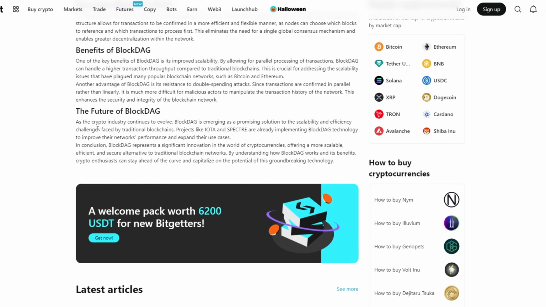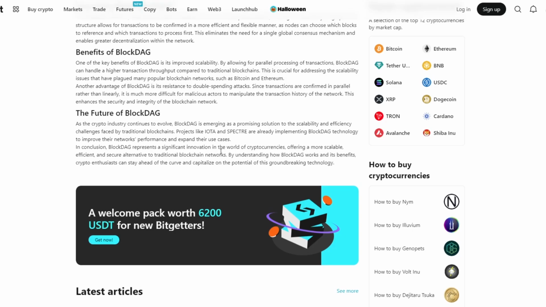And then it goes into the future of BlockDAG. As the crypto industry continues to evolve, it's emerging as a promising solution for the scalability and efficiency challenges faced by traditional blockchains. So projects like IOTA, Spectre, and obviously Kaspa are already implementing BlockDAG technology to improve their network's performance and expand the use cases.